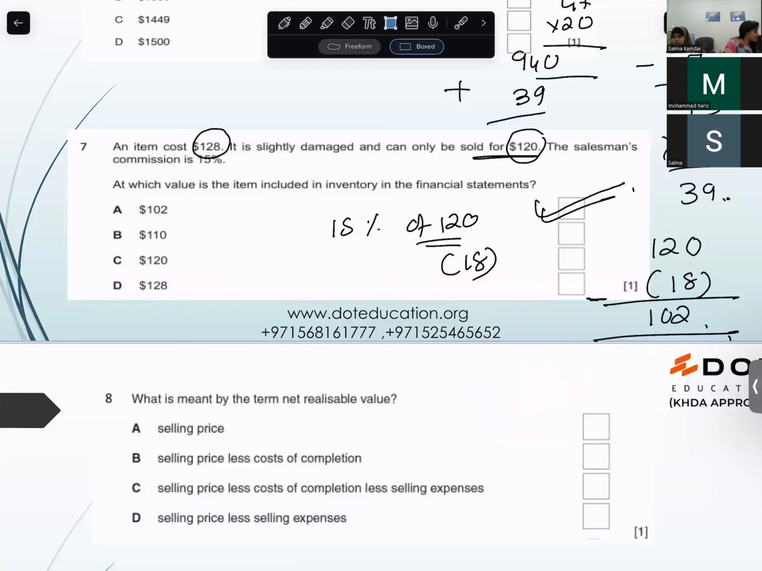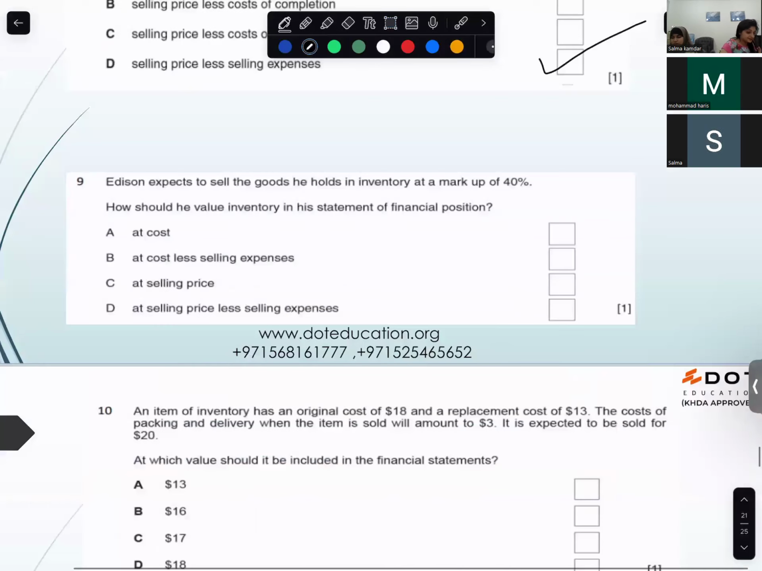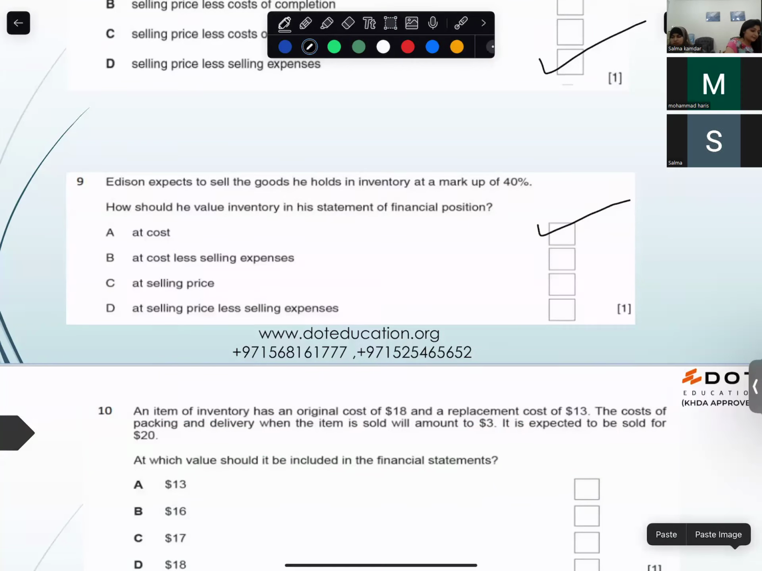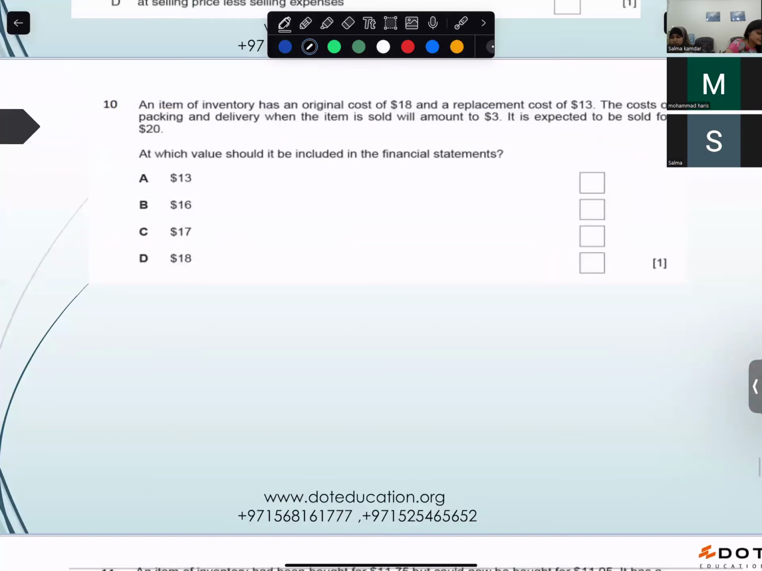What is meant by net realizable value? Selling price less selling expenses. So D. D is the answer. Very good. Next. A. Okay, it's a markup. Next.